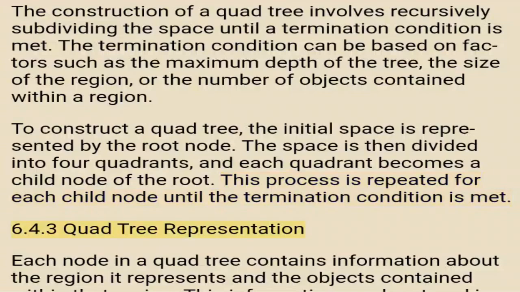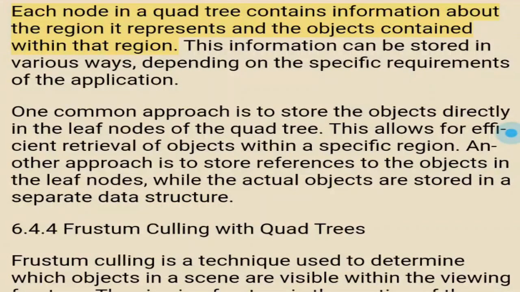6.4.3 Quad tree representation. Each node in a quad tree contains information about the region it represents and the objects contained within that region. This information can be stored in various ways, depending on the specific requirements of the application. One common approach is to store the objects directly in the leaf nodes of the quad tree. This allows for efficient retrieval of objects within a specific region. Another approach is to store references to the objects in the leaf nodes, while the actual objects are stored in a separate data structure. 6.4.4 Frustum culling with quad trees.